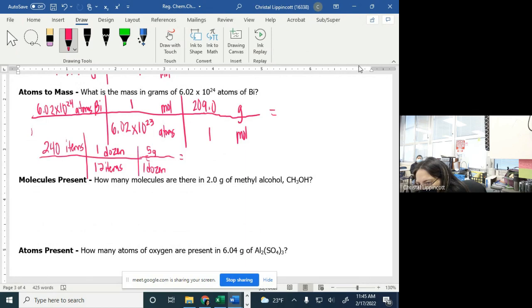This is the same idea, except instead of having dozens here, we have moles. Because we know in 1 mole, we have this many grams. We get this from the periodic table. This is just a standard value, just like in 1 dozen, we have 12 items. So we could calculate this: 240 divided by 12 is 20, times 5, so that would be 100 grams. Okay. Does that make sense?